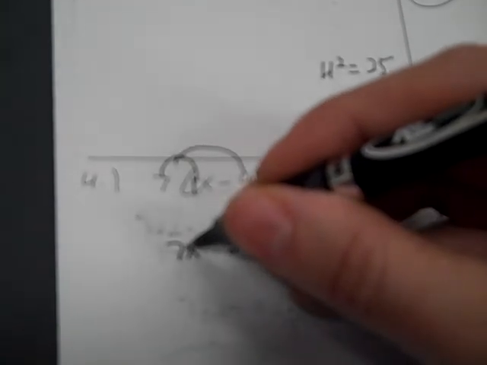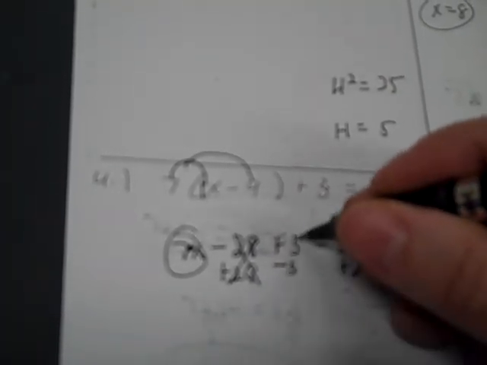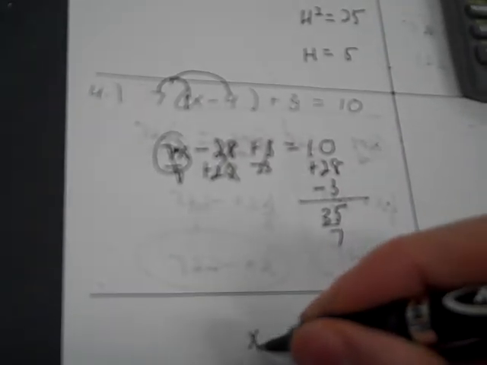So here's the only x I have. I dot and circle. Now there's a plus and a minus to get rid of. It doesn't matter which one you do first. So I'll plus 28 and plus 28. Then at the same time, I will minus 3 and minus 3. So 10 plus 28 minus 3 is 35. And now I divide by 7. 35 divided by 7 is 5, so x equals 5. And you don't need to square root because there's not a second power there.